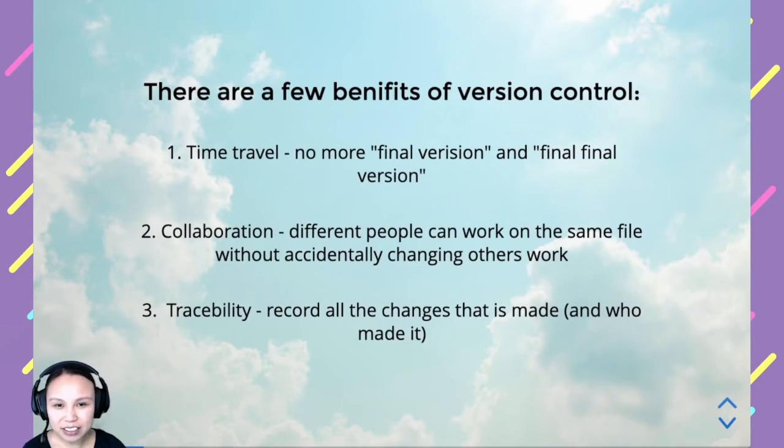So there are a few benefits of using a version control system that help you deal with all these things. First of all, you can time travel. You only need to have one file, and then you can go back to what it looked like before. So you don't have to make copies of the same file, with final version, final version, and all these things.